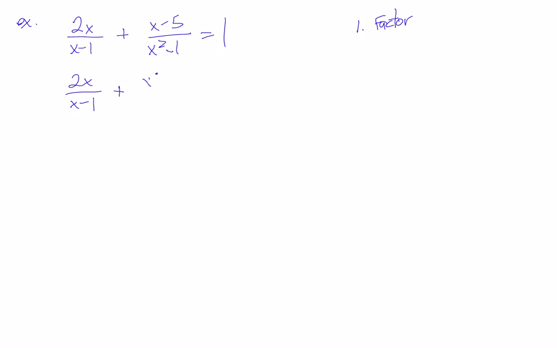Second fraction, we'd have x minus 5 on top, and if we factor the bottom, we'd have x plus 1 and x minus 1, right? That's one of our square root type of factoring questions. So now when you look at this, we're ready to do our lowest common denominator for step 2. We can see we have an x minus 1 and an x plus 1, so we need both of them as our lowest common denominator.